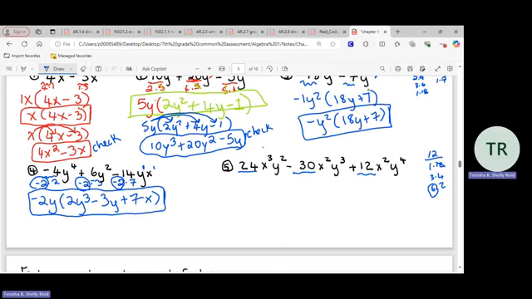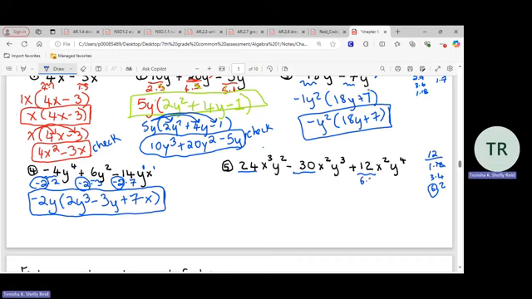So once I use the lower number and check against the other two, it just made it a little bit faster. That's another strategy. So 12 is divisible by 6. 30 is divisible by 6. And 24 is divisible by 6. So 6 is going to be my greatest common factor.